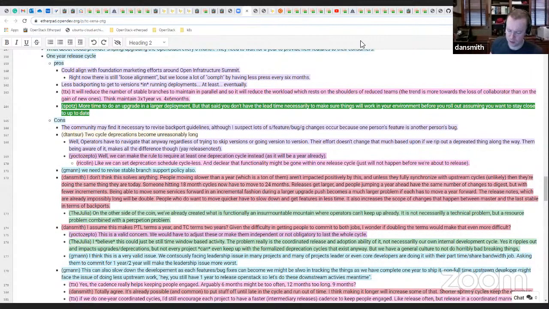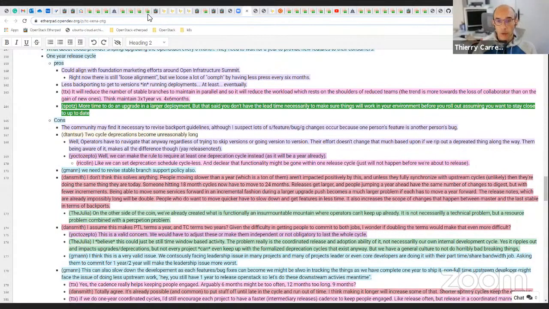Isn't that what we already have with projects that go with a non-coordinated release? They release when they want and they can get stuff out. Yeah, but I think they can't backport and add features to older releases. Oh, you mean backport features to stable branches?